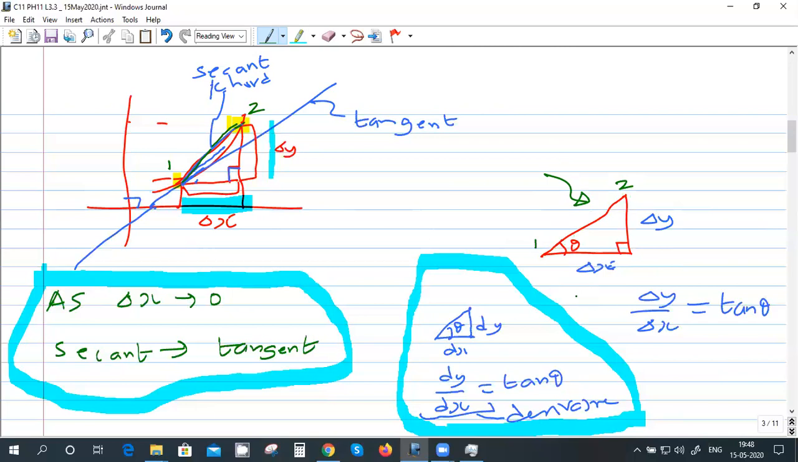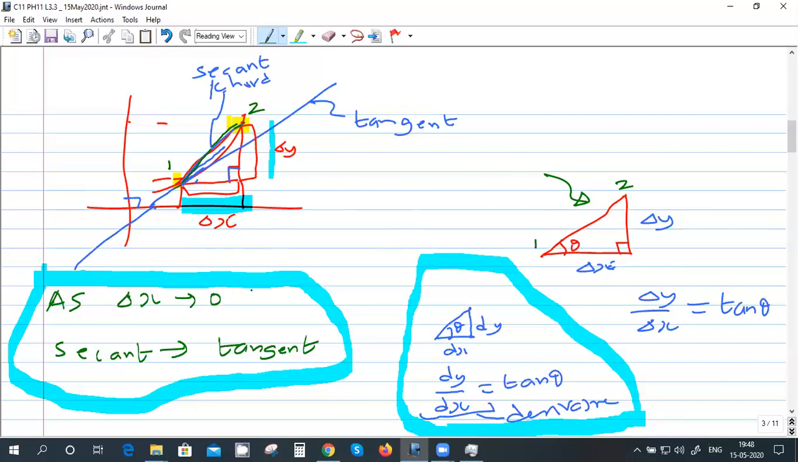Tan theta will be delta y by delta x. So how fast that delta y is changing with respect to delta x is given by this tan theta. Now if I bring this point 2 closer to 1, that way delta x will keep on decreasing.